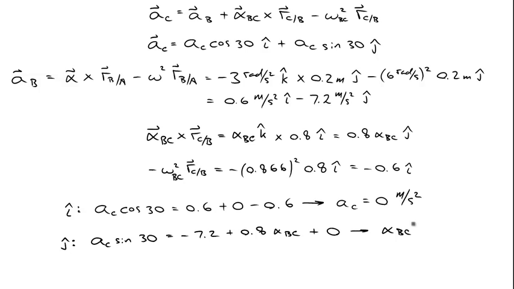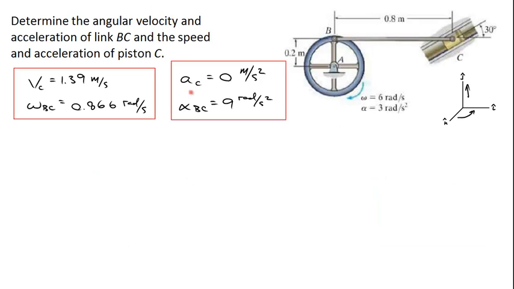And what I'll come up with, the angular acceleration of linkage BC, is 9 radians per second squared. So here's our final answer. The acceleration of C, there actually is no acceleration of the piston at this moment in time. And the bar is accelerating in the positive k-hat direction, or for a right-hand coordinate axis, it's accelerating counterclockwise.